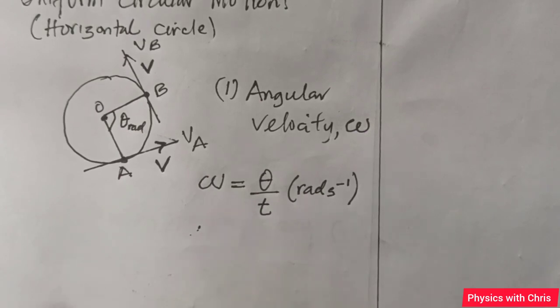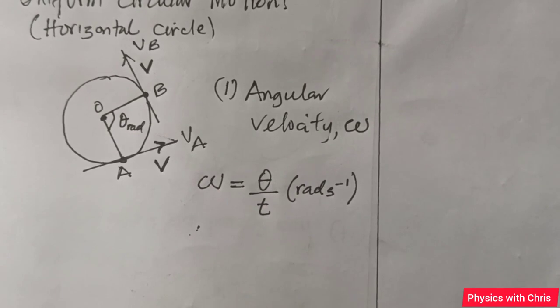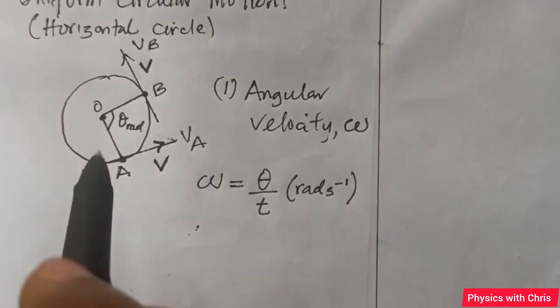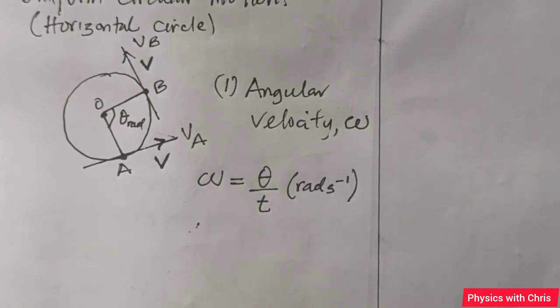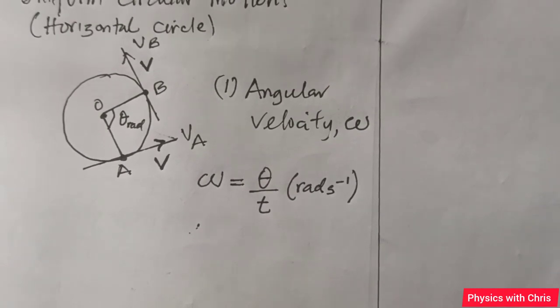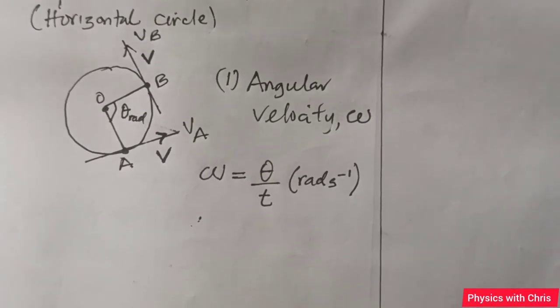All right, so this angular velocity has a direction because it's also a vector quantity. The direction is the same as the direction of angular displacement. It is through the center of the circle, so it's also an axial component. Okay, so that is the angular velocity of the body, defined as the angular displacement divided by the time.